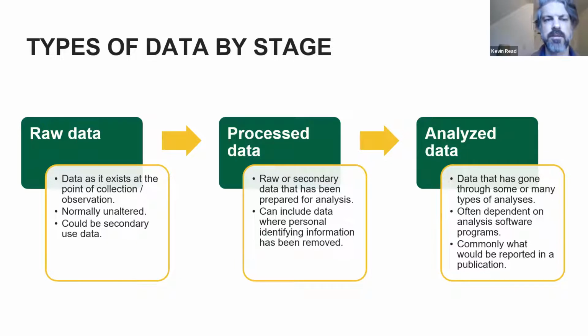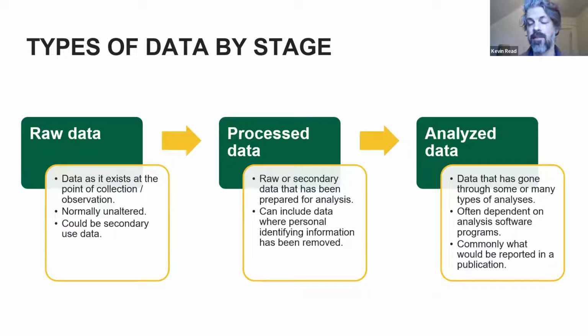And then when we think about the types of data by stage, we have raw data, so data that exists at the point of collection, so the first time that you've collected it. Usually this is unaltered and could also be secondary data. So in this case, someone else's secondary data may be our original raw data. From there, what we might do is process that data so it's more easily understood or better prepared for analysis. And you can include data where personal identifying information has been removed. So what we're doing is creating a subset of our data because that's where our interest lies and we want to examine it further.